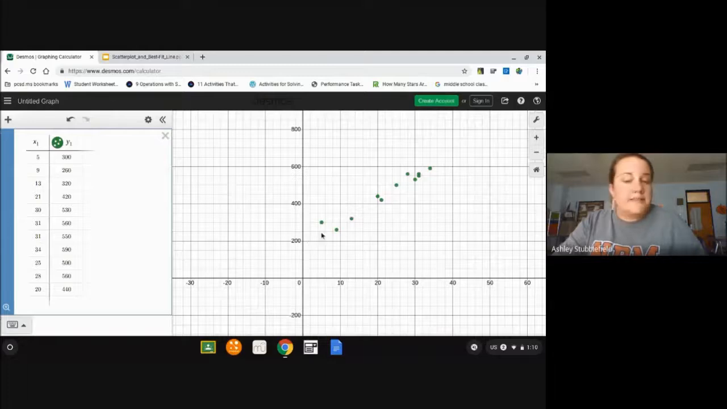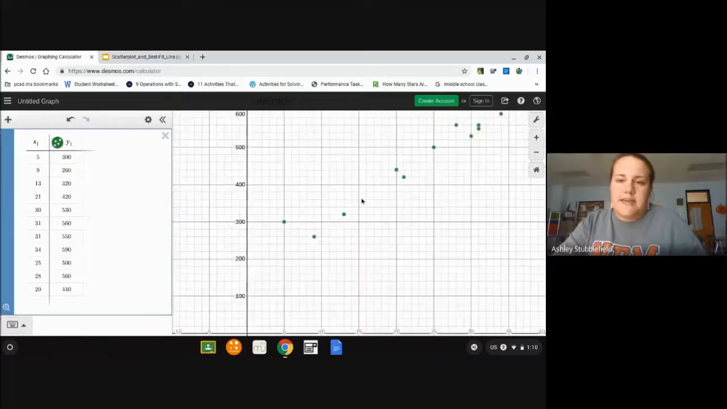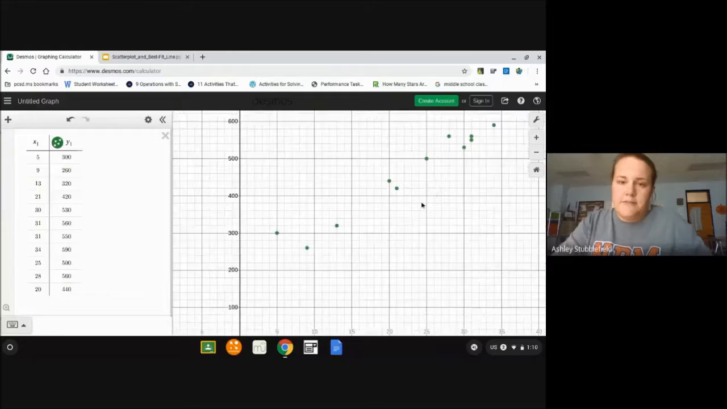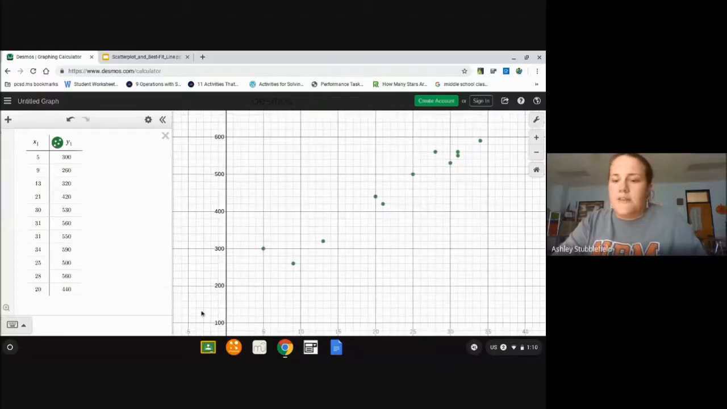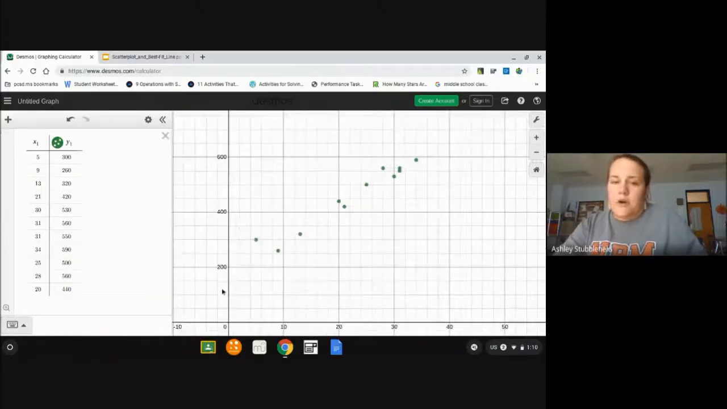I would say this is a positive correlation. It's pretty strong. Your dots are pretty close together. So we could even say it's probably a strong positive. What that means is as our fat grams get bigger, so as our X values increase, our calories or our Y values are also increasing. All right, let's go back to our slideshow.